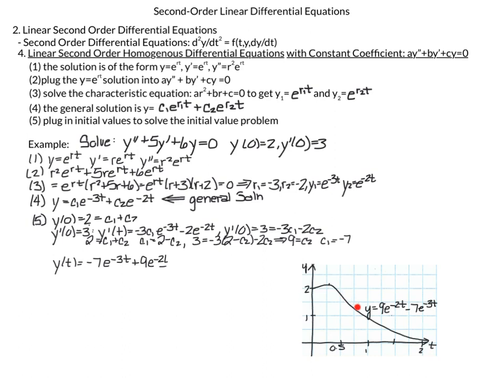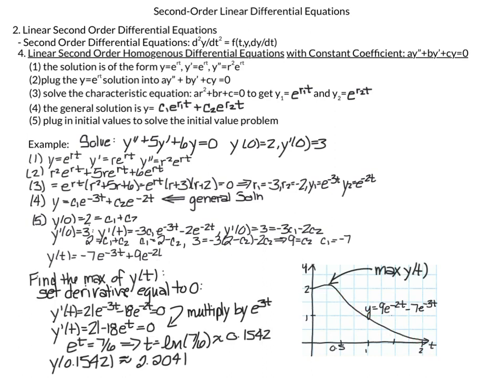And I have it graphed over here for you. If I wanted to find the maximum of y of t, so I have my graph of y, here's my maximum. It's just like we did in first year calculus. We set the derivative equal to 0. So y prime of t, here's my y. So taking the derivative, I'll get 21e to the minus 3t, and then I'll have minus 18 e to the minus 2t is equal to 0.